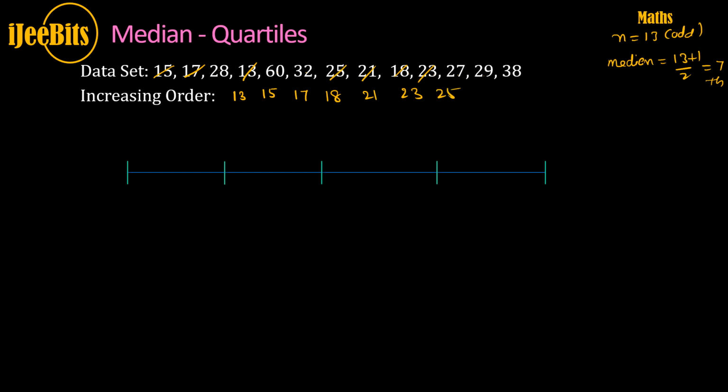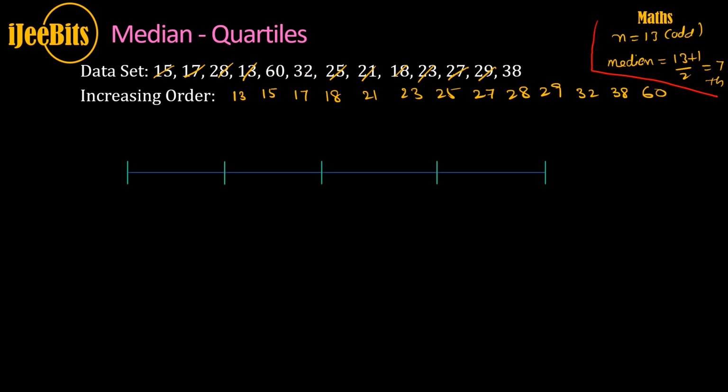Okay, 27 I have, and then I do have 28 too, and then 29 as well. Then I have 32, and I have 38 and then 60. All right, so let me change my color again, just to be sure I'm not messing with the data.